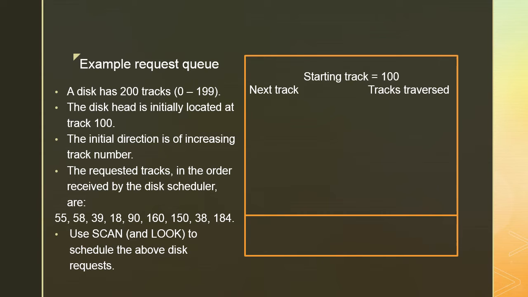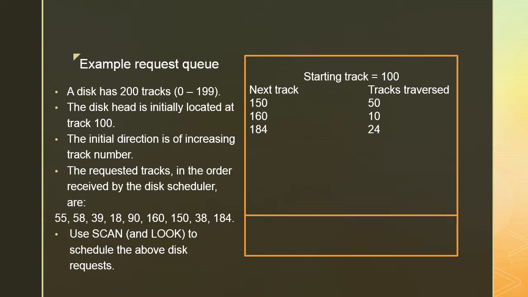The example request queue is the same. We have been told that the initial direction is of increasing track number, and we are asked to use scan and look to schedule the above disk requests. We start from track 100 and move outward. So the next track is 150, then 160, then 184. Since we are using look, this is the last pending request in this direction. We will not move forward, but we will change direction.